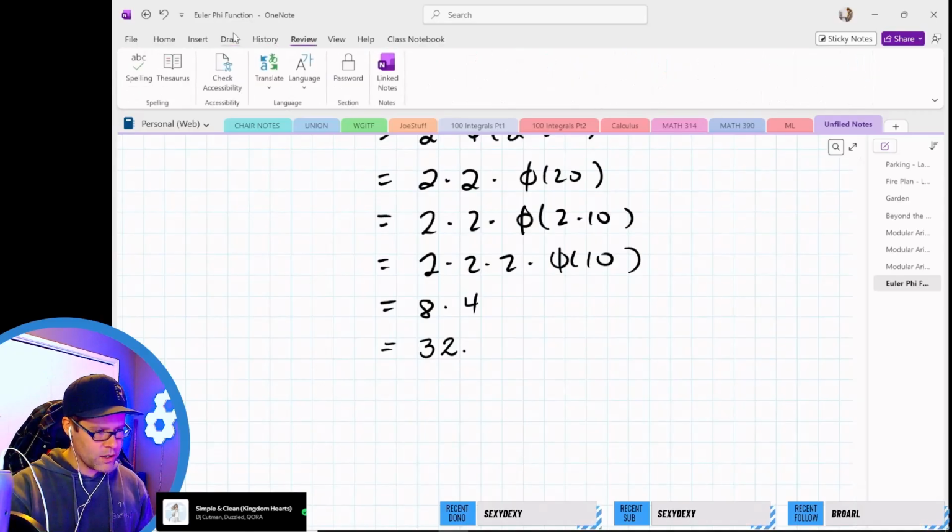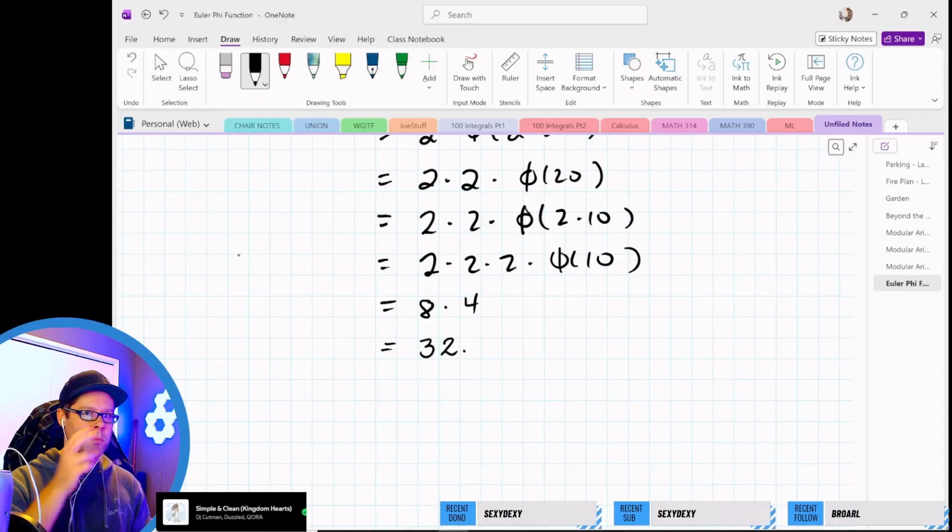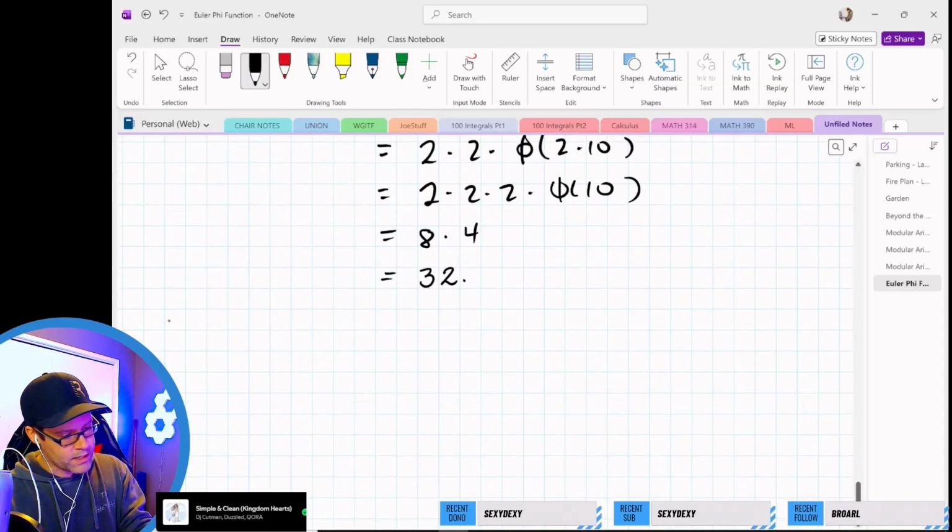Okay, so the next question is, we've dealt with the case where the prime number divides into n, but what if the prime number doesn't divide into n? Is there a way to think about that? So that's going to be our next lemma.